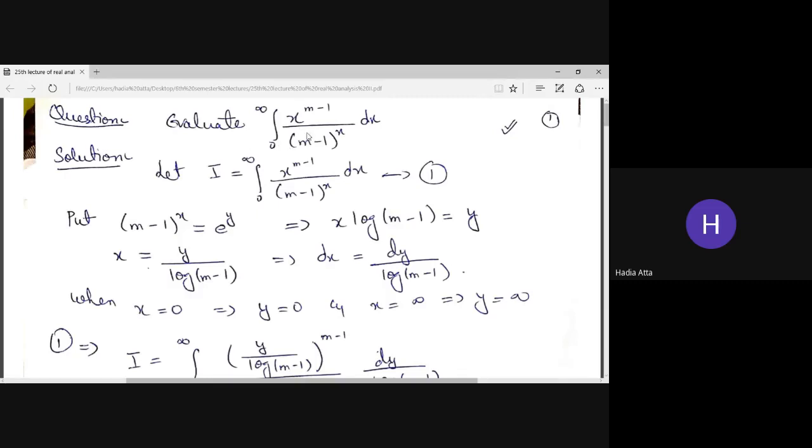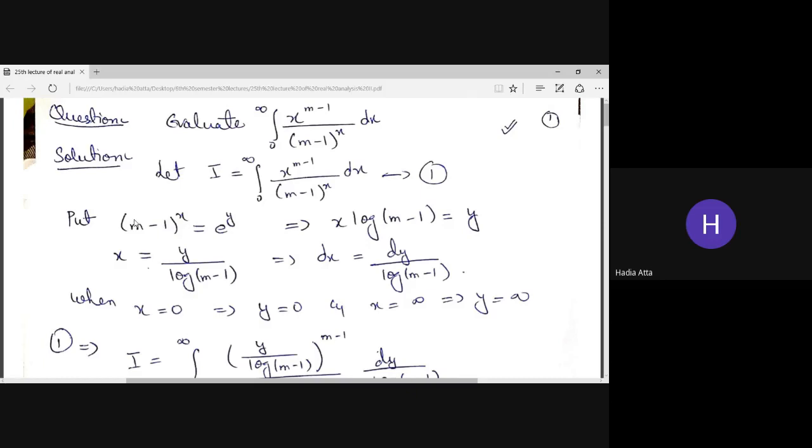So let us suppose that integral is equal to I, that is your equation number one. Again, we are going to solve that integration with the help of a substitution. We take (m minus 1) raised to the power x as e raised to the power y, because here the limits of integration are 0 to infinity, which are also the limits of a gamma function, so we will relate that integration with the gamma function.